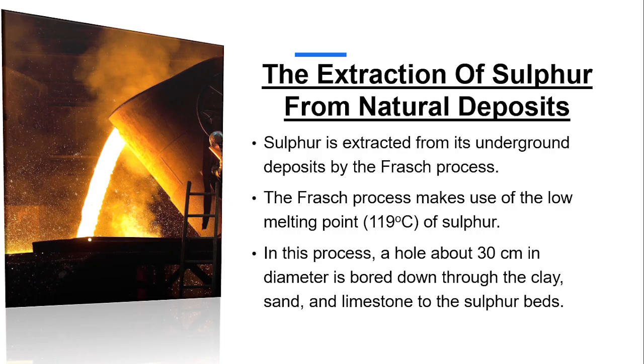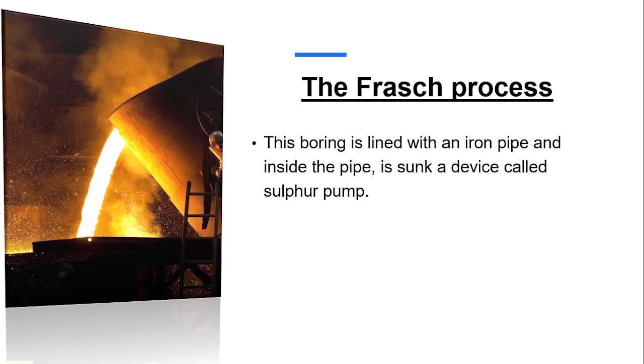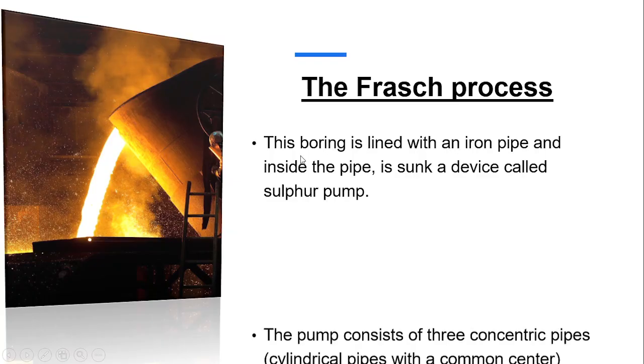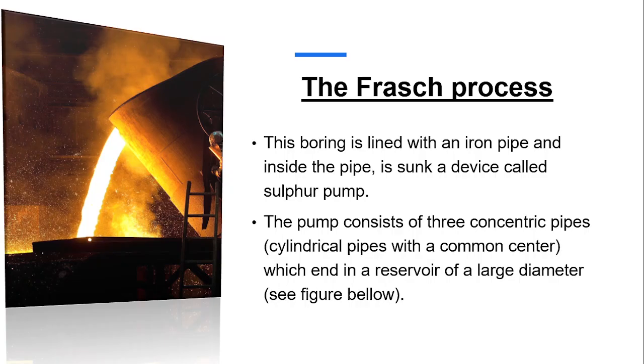a hole of about 30 centimeters in diameter is bored down through the clay, sand, and limestone to the sulfur beds. From there, this boring is lined with an iron pipe, and inside the pipe is sunk a device called the sulfur pump. The pump consists of three concentric pipes, cylindrical pipes with a common center, which end in a reservoir of a larger diameter.